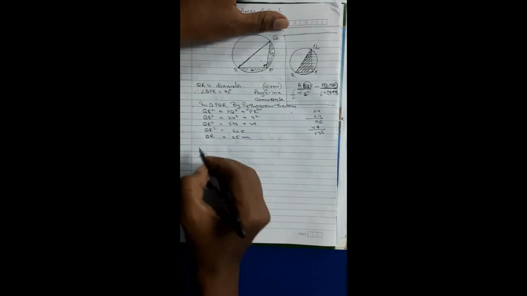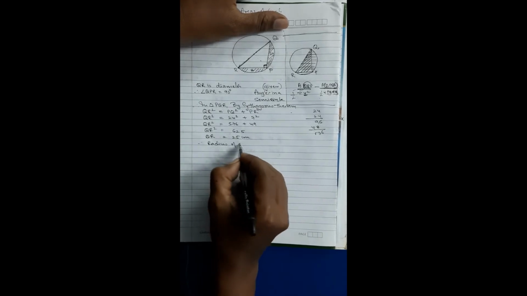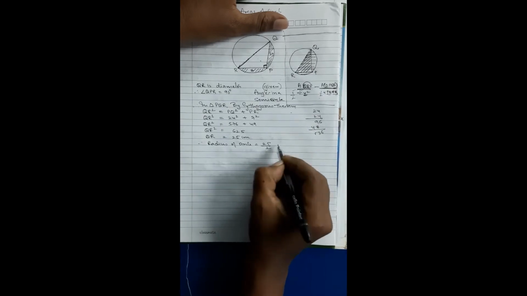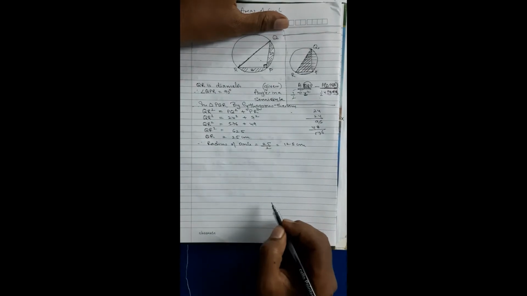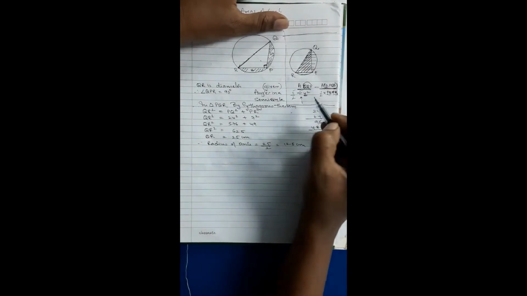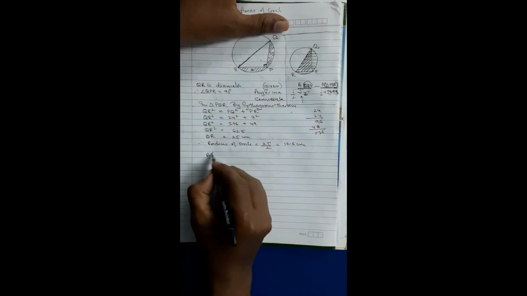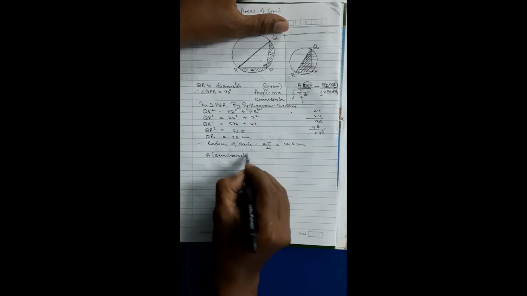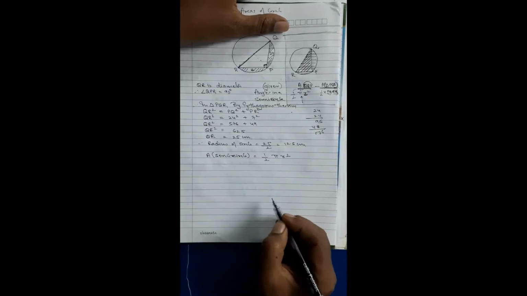Now QR is a diameter, therefore radius of circle is equal to 25 upon 2, that is equal to 12.5 centimeter. So we have got the radius. Now we can find the area of semicircle. Formula is half pi r square.